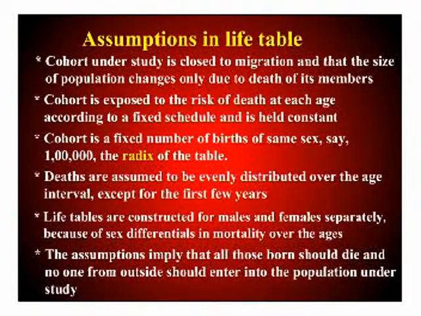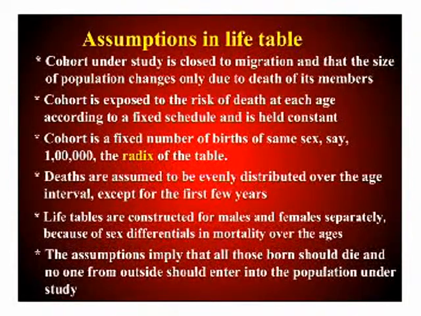Assumptions of life table. Number 1, the cohort under study is closed to migration. That is, the size of the population under consideration changes only due to death of its members. Number 2, each member of the cohort is exposed to the risk of death at each age according to a fixed schedule, and the schedule is constant. Third assumption is the size of the cohort is always a fixed number of births of the same sex, say 100,000, which is called the radix of the table.